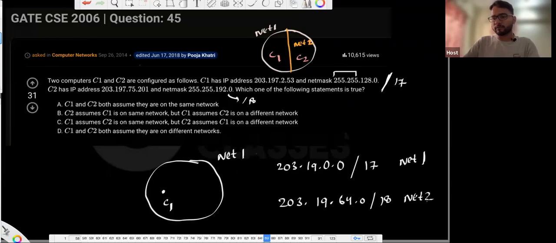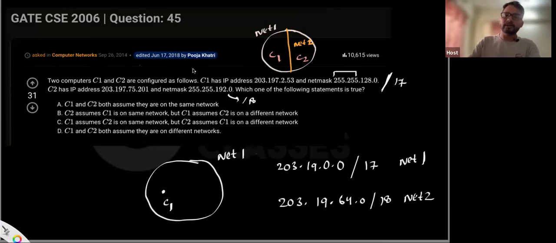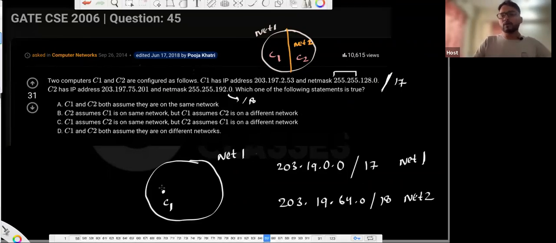This is network 2. So there are two networks: one is network 1, another one is network 2. Now, C1 thinks that it is in network 1 because the slash is given. So for C1, the complete thing is a network, right? This complete thing is a network.